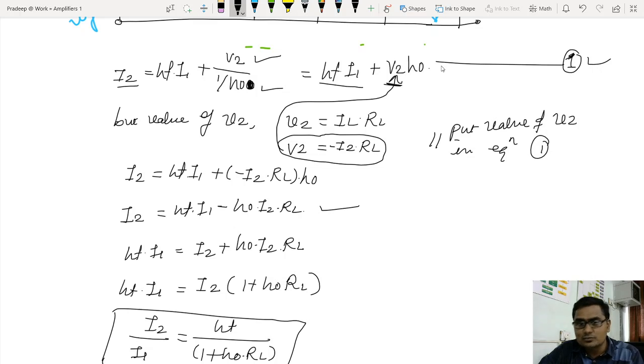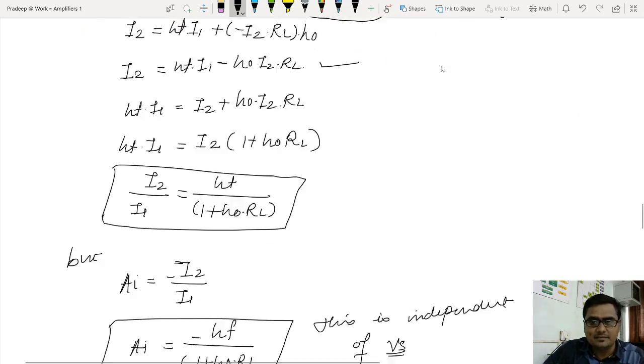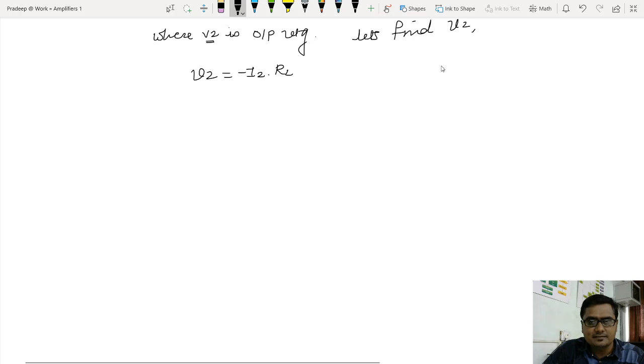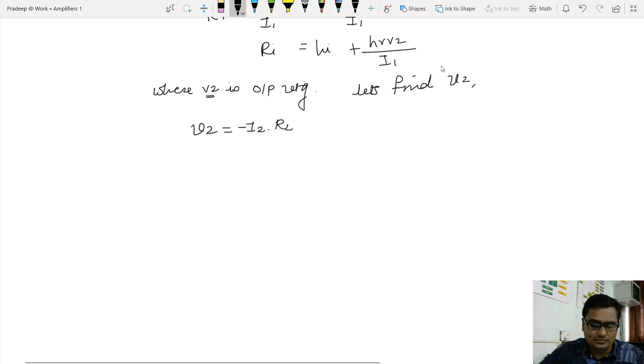Why am I writing minus I2? Because V2 is output voltage, whereas output voltage is equals to output current multiplied by output resistance. So that output current IL is nothing but minus I2, because they are the same in magnitude but opposite in phase. So clearly I am writing V2 is equals to minus I2 multiplied by RL. Now come back to our case. Here we are. V2 is equals to minus I2 RL.